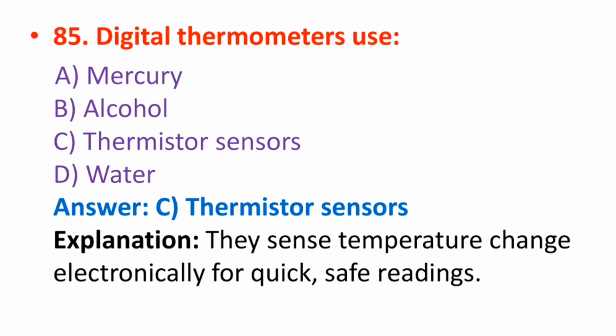Digital thermometers use option A, mercury, option B, alcohol, option C, thermistor sensors, option D, water. The correct answer is option C, thermistor sensors. They sense temperature change electronically for quick, safe reading. Digital thermometers use thermistor sensors.